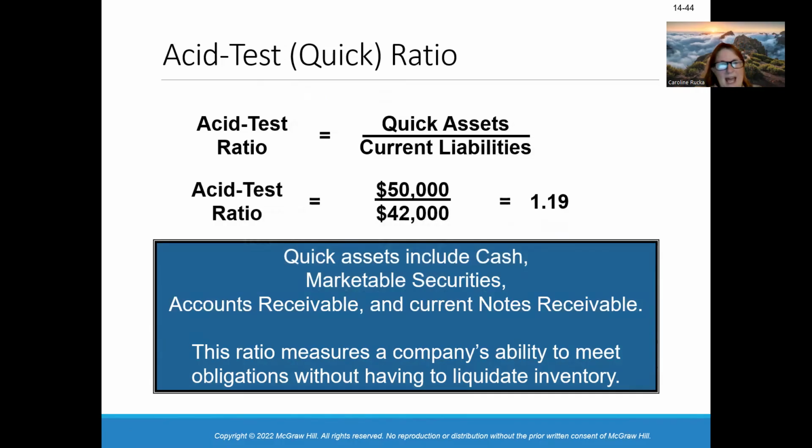All right. The acid test ratio. This is quick assets over current liabilities. Your quick assets include cash, marketable securities, accounts receivable, and current notes receivable. This is the company's ability to meet obligations without having to liquidate their inventory.